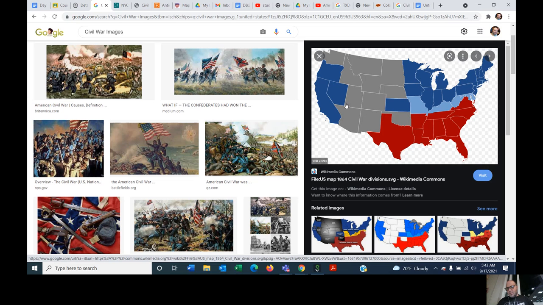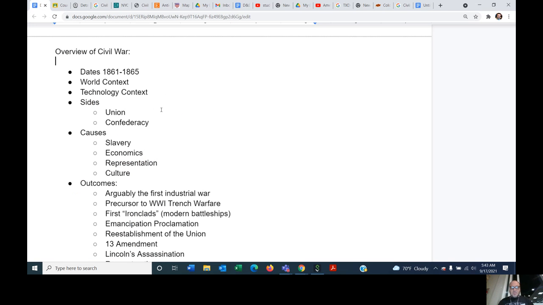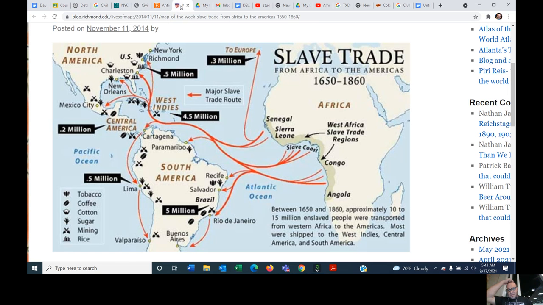Basically, states that were underneath it were allowed to come into the United States as slave states, and states that were above it were not. But this created a duality of culture. And that's something that we should talk about. So in fact, let's just talk about the slave trade really quickly.